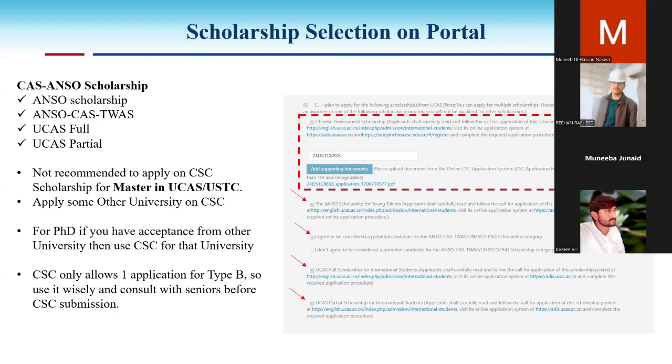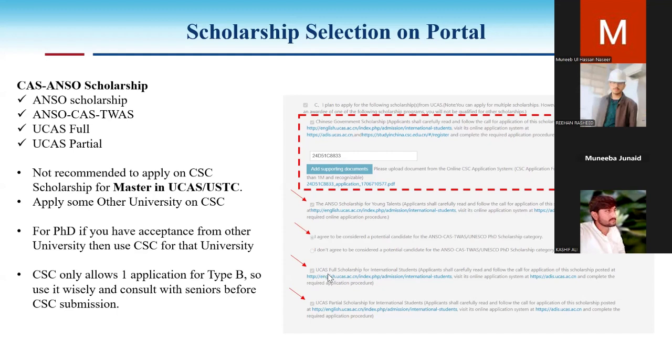So, talking about which scholarships you can select for the UCAS and USTC application when you apply there. For the CAS-ANSO scholarship, you can select the ANSO scholarship, which is listed over here. In its subsection, you can see "I agree to be considered a potential candidate for the CAS-ANSO UNESCO PhD scholarship category as well." After ticking the ANSO scholarship, you can tick this as well, and you will apply for these two scholarships at the same time.